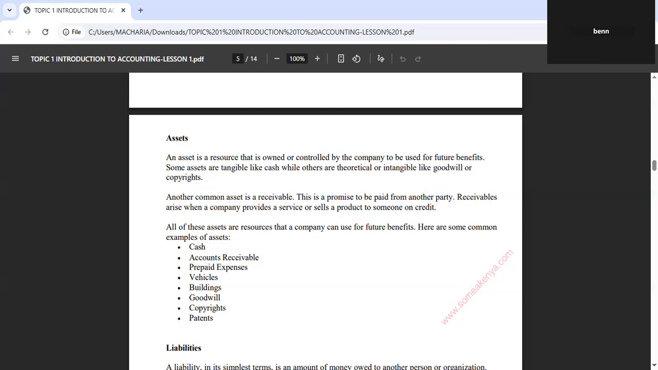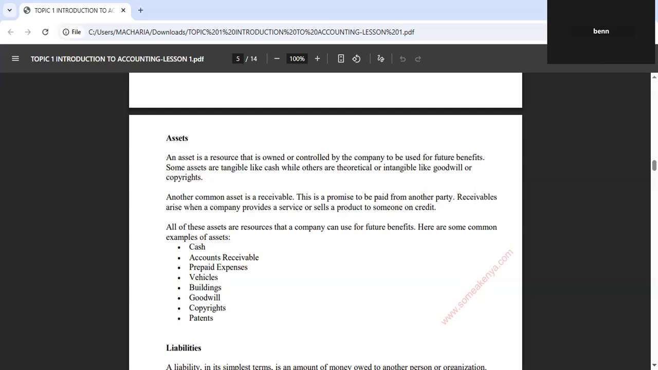Another common asset is receivables. Receivables are amounts owed to you by debtors. This is the promise to be paid by another party. That means a receivable arises when a company provides services or sells a product to someone on credit. Receivables is also another term for debtors. So all these assets are resources that a company can use for future benefit.